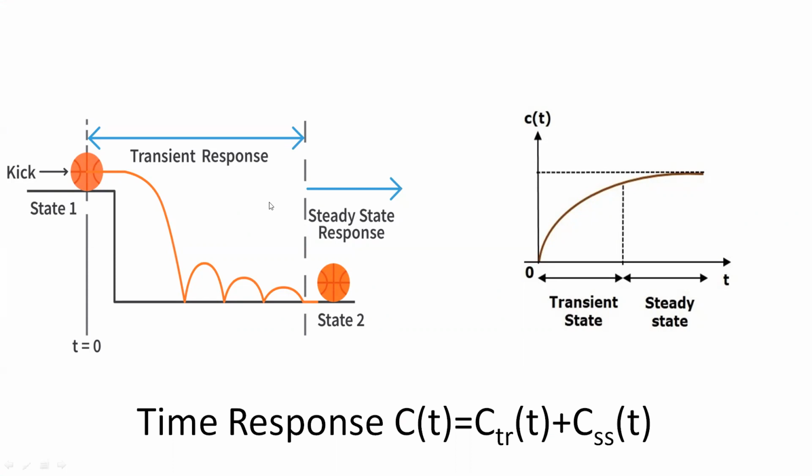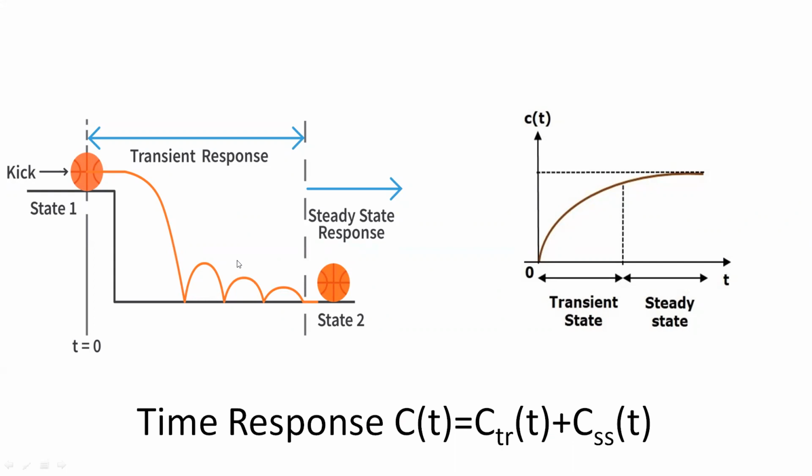Now let's take a simple example. When we kick the ball in a setup, as we are seeing in the figure, the ball bounces a few times due to its kinetic energy and then settles. The response when the ball is still bouncing is the transient response, and once it settles, it's the steady state response.